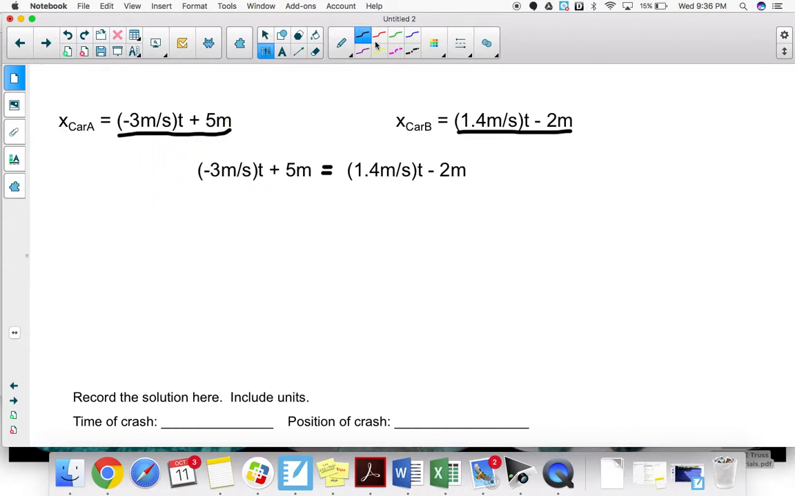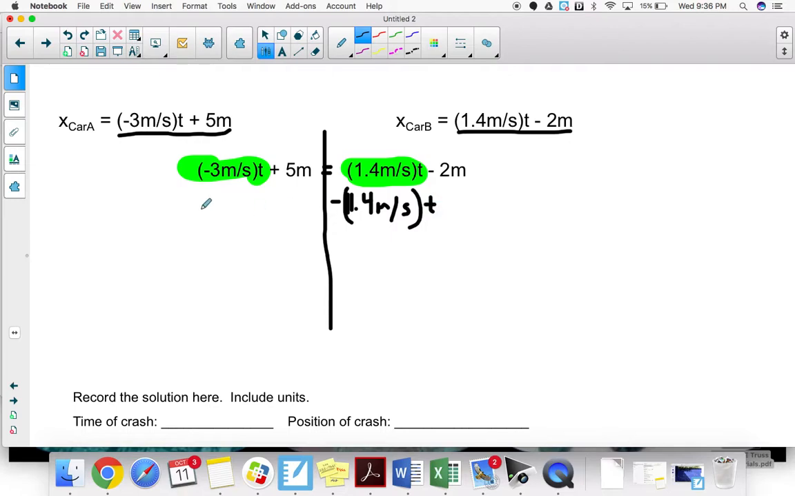Okay, and then we just got to figure out where the like terms are. So on the left side here, this first term has a t, and so does the second one. So those are like terms. Since they're on opposite sides of the equal sign, I'm going to use inverse operations to get them on the same side. So I'm going to subtract 1.4 meters a second times time from both sides.